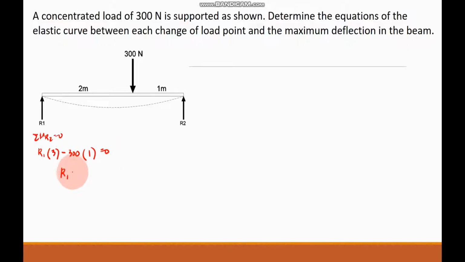Therefore, R1 is equal to 100 Newton. And then taking the summation of forces vertical is equal to 0. So we have 100 plus R2 minus 300 is equal to 0. Therefore, we have 200 Newton. So this is 100 Newton and this is 200.